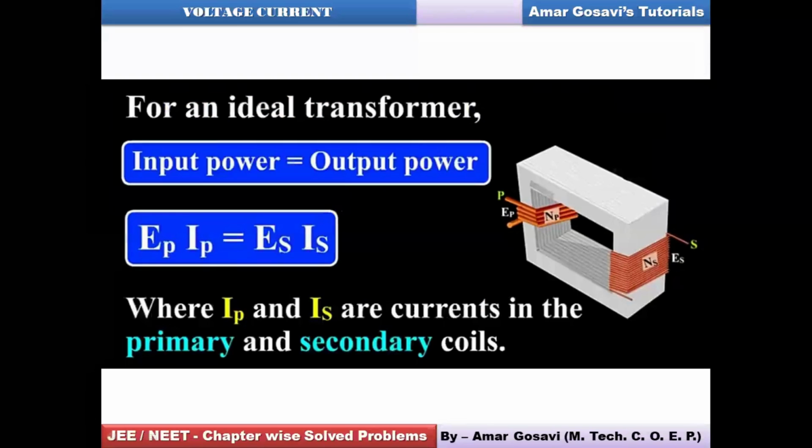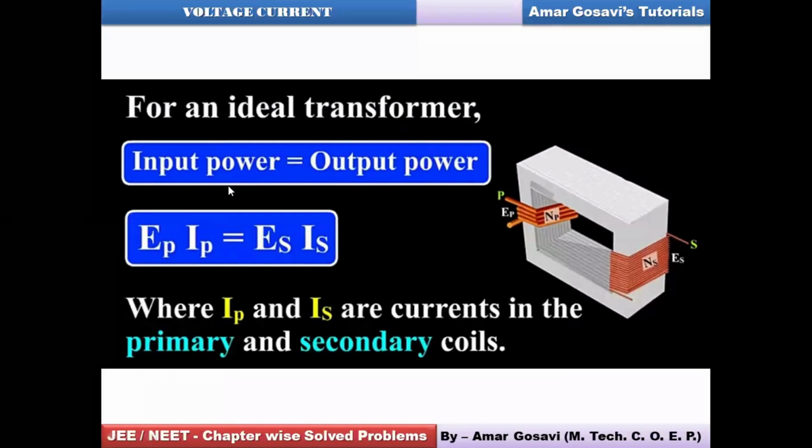Now if I want to talk about ideal transformer, friends, what can be an ideal transformer? There is nothing like ideal. But if we want to define something called as ideal transformer, the efficiency has to be 100%. So when can you say the efficiency is 100%? When the input power will be equal to output power. So when you take the ratio of these two, that gives us efficiency, and that should be 1.